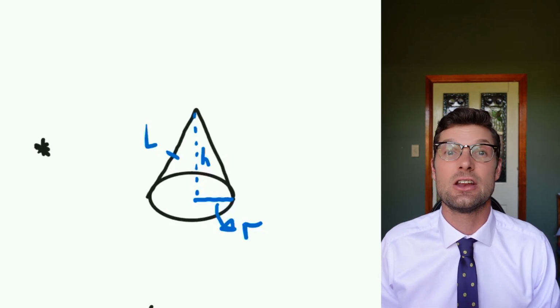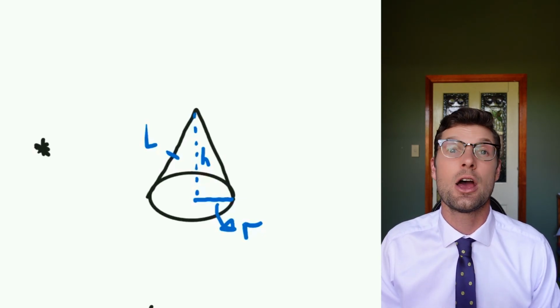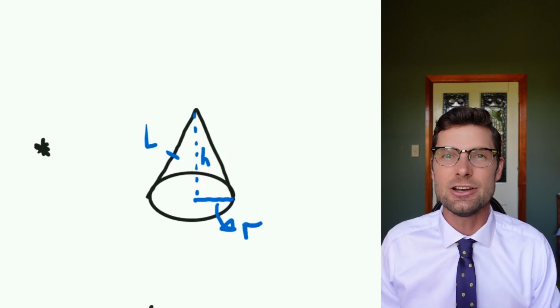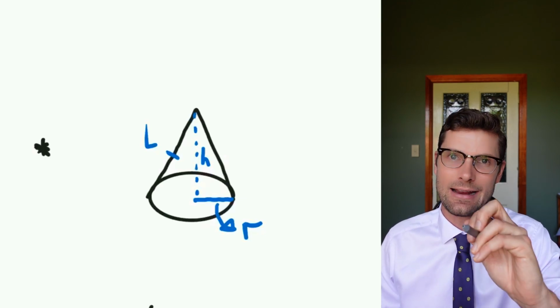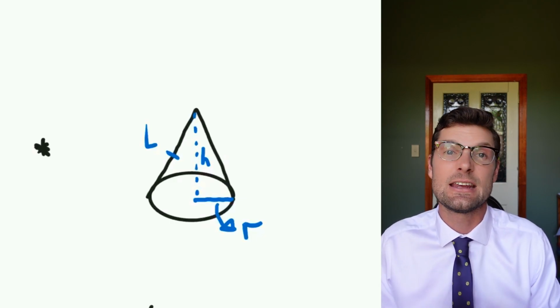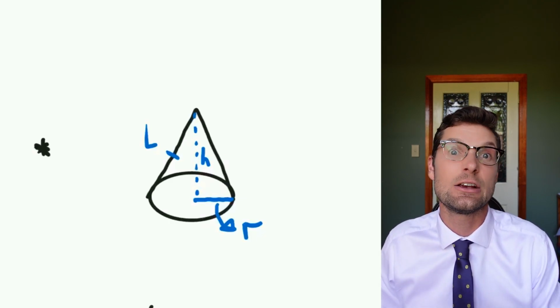The other thing that we need to know is that we've got two heights. We've got the perpendicular height or the altitude, which I've labeled as h. And then we've got the slant length, which is the height of the actual surface. And distinguishing between these two things is incredibly important.